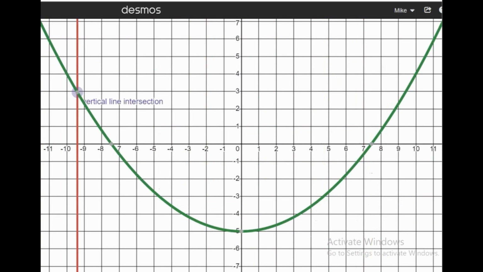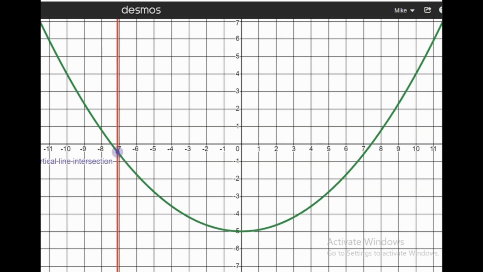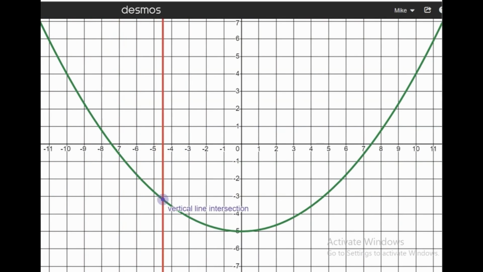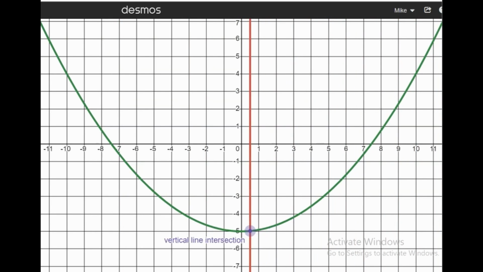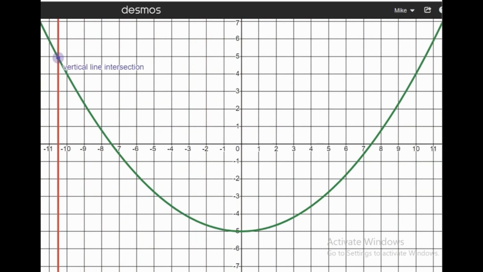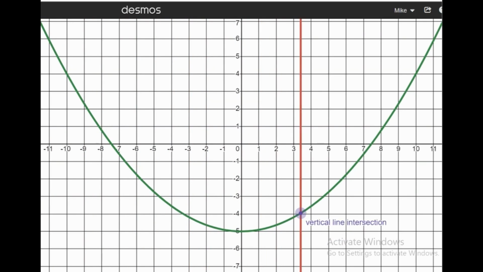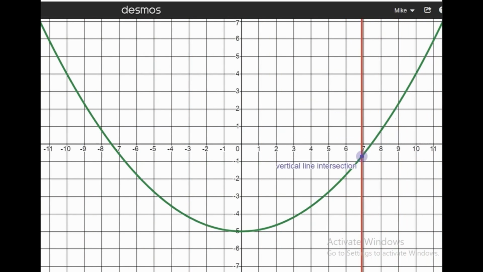And so you can see that this does not intersect the green line more than once at any vertical line. So this vertical line, for example, is at -10, and it only hits the green curve in one place. -9, it only hits the green curve in one place. -8, same. In fact, if we run this whole vertical line back and forth, we can see that it never hits the green curve at more than one point. And that means that this green curve is a function because it passes the vertical line test.